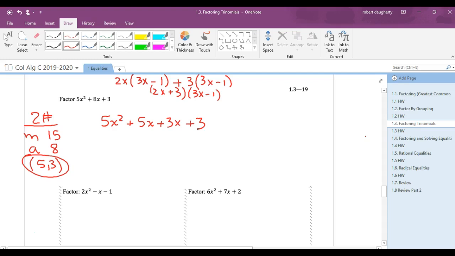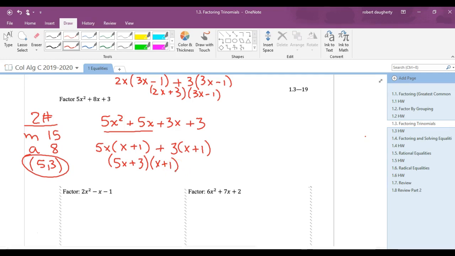The reason I did that is because now this is guaranteed to factor by what method? Grouping. So what do these first things have in common? Yeah, so that's 5x times x plus 1, plus what do the next two things have in common? 3. 3 times x plus 1. And now I'll go to my final answer, which is what? 5x plus 3 times x plus 1. And I'm good to go. Okay?